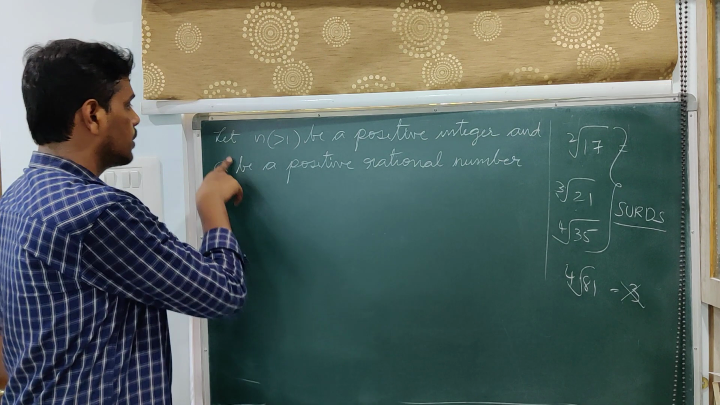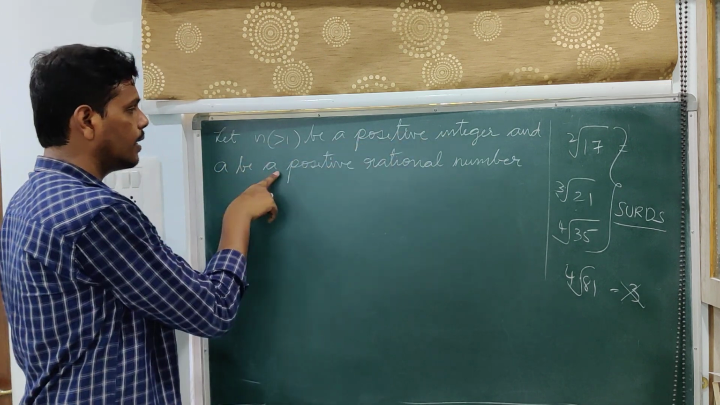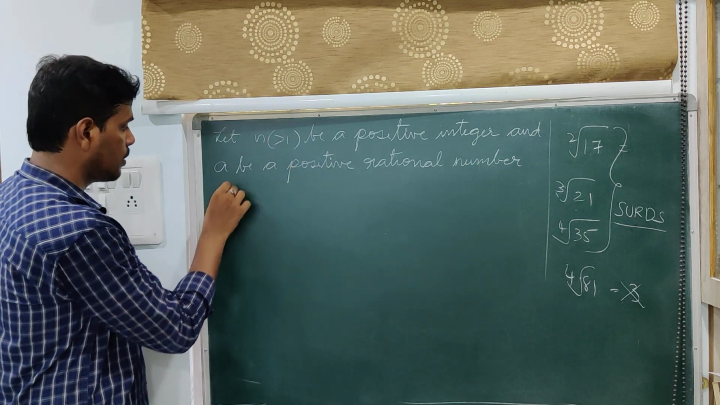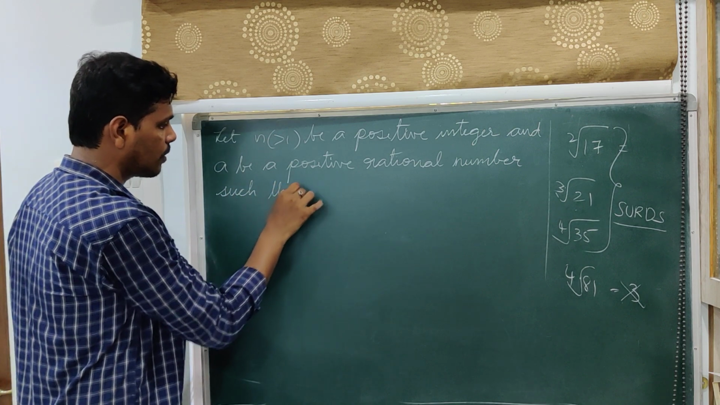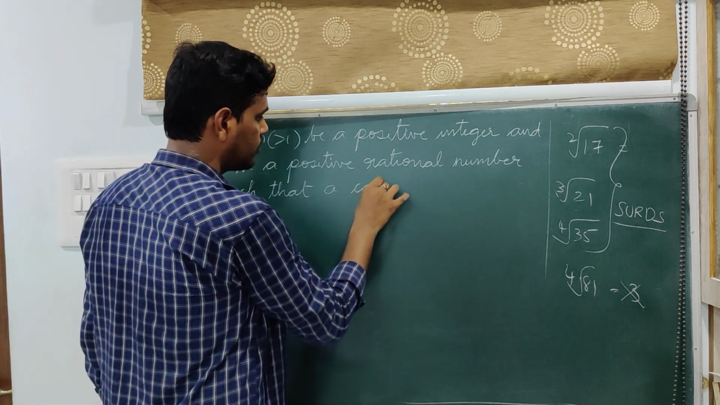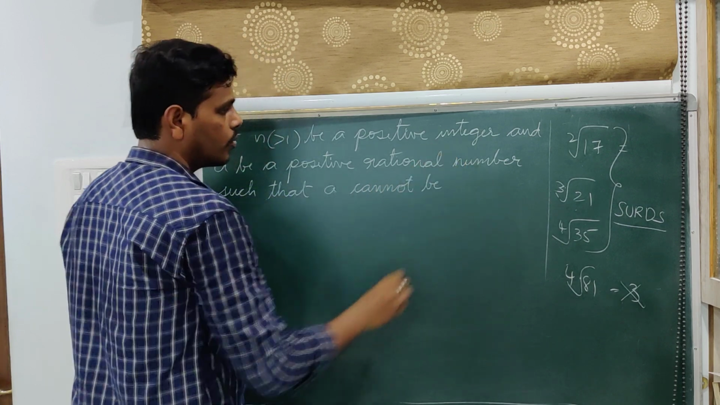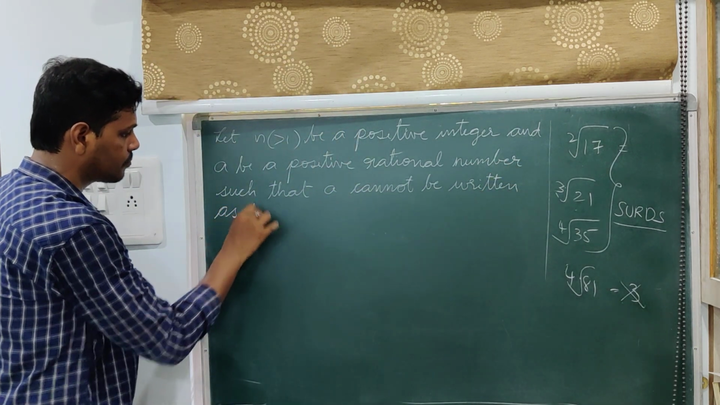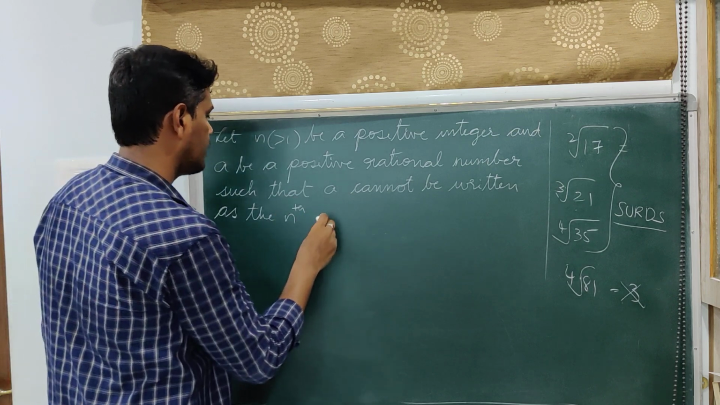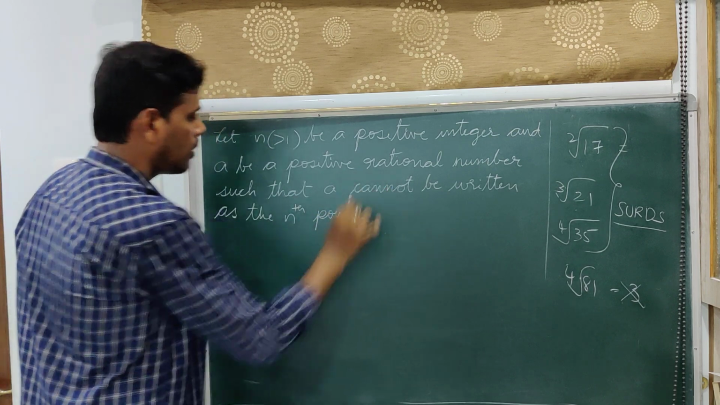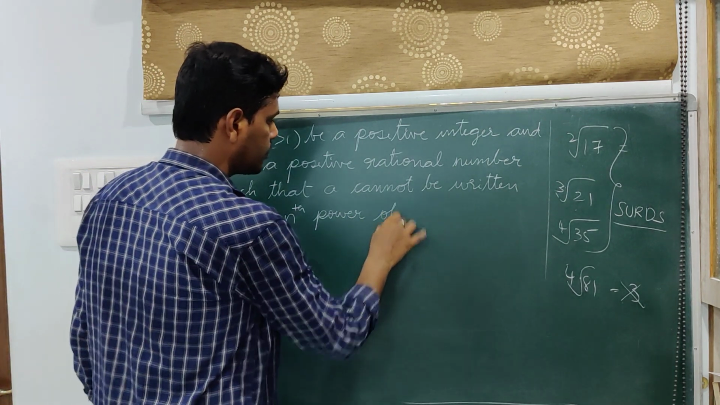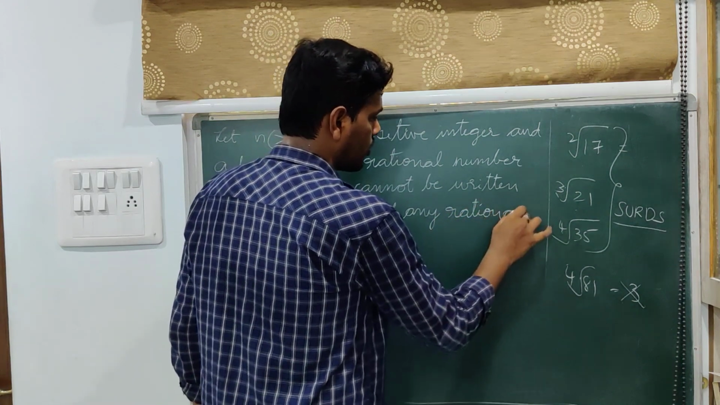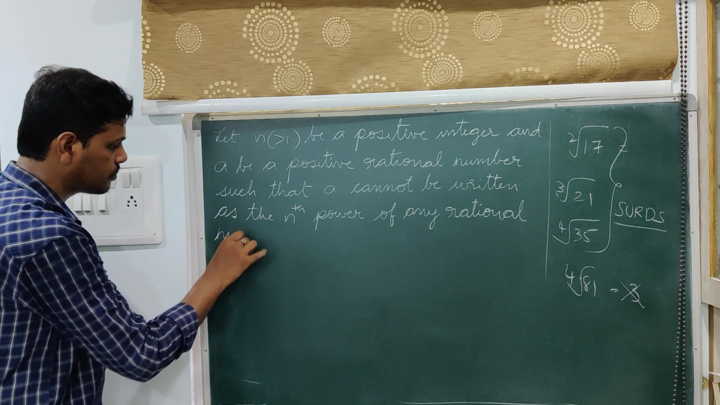So that is what I will mention. That is, n be a positive integer and a be a positive rational number. That positive rational number should be in such a way that a cannot be written as the nth power of any rational number.